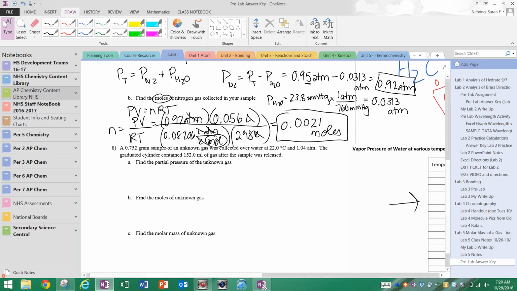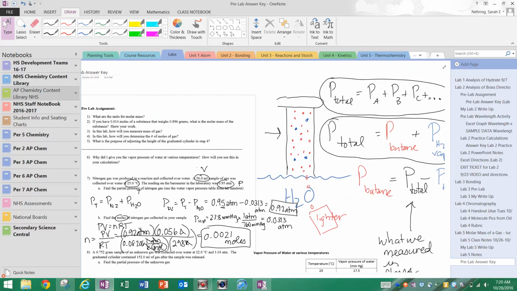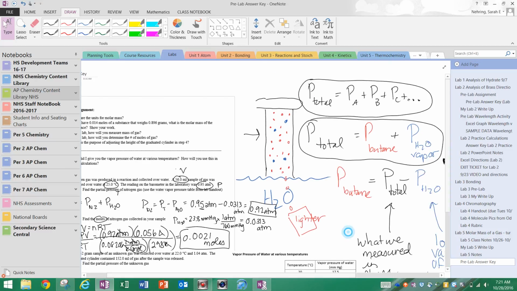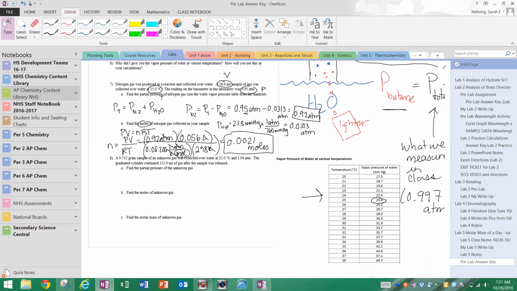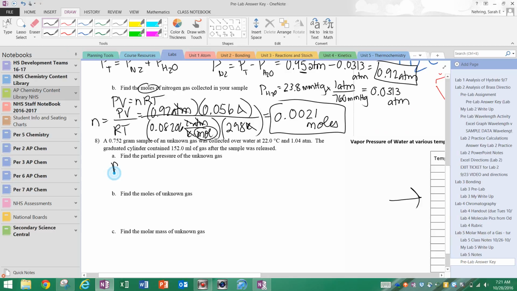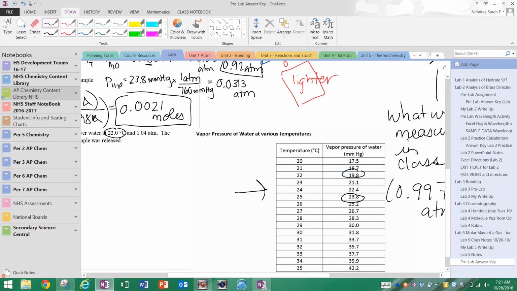Let's do the same thing for problem number 8. Again, I'm collecting a gas over water, the same scenario that we did in the lab. The total pressure is the sum of the pressure of my gas and water. So in order to find the pressure of just my gas, I need to subtract the pressure of water from my total pressure. The partial pressure of the gas would be my total pressure, 1.04 atmospheres, minus the vapor pressure of water at 22 degrees Celsius. I have to look that up. That is 19.8.